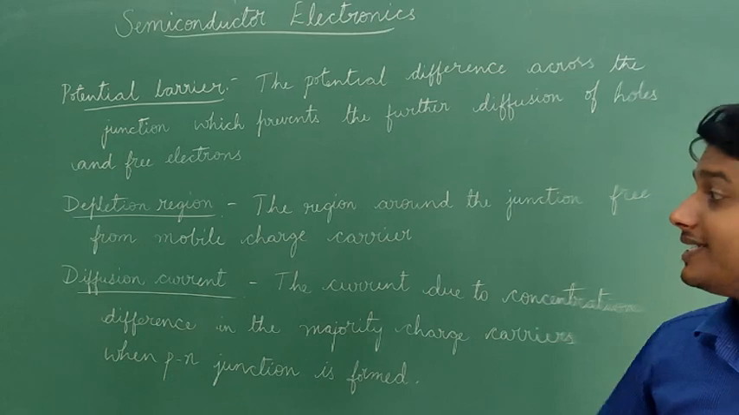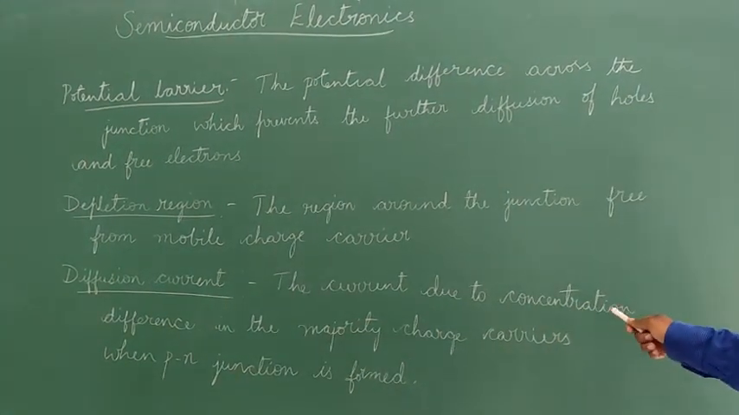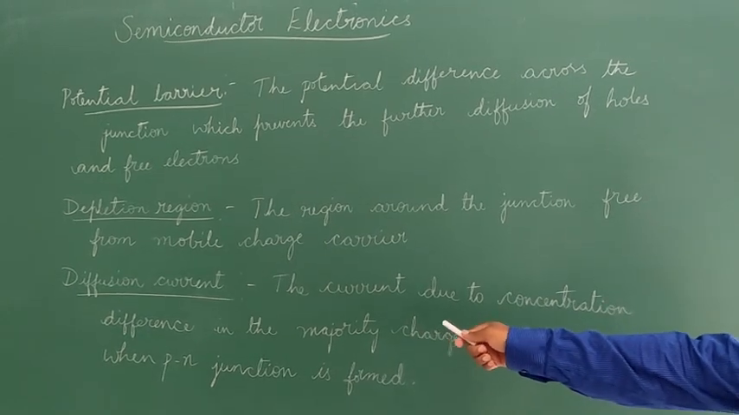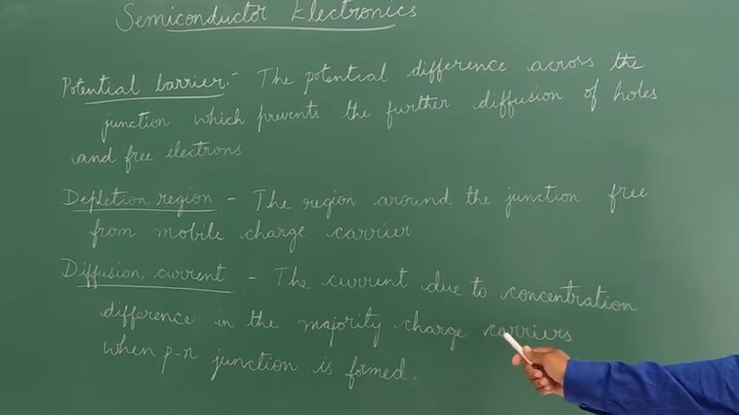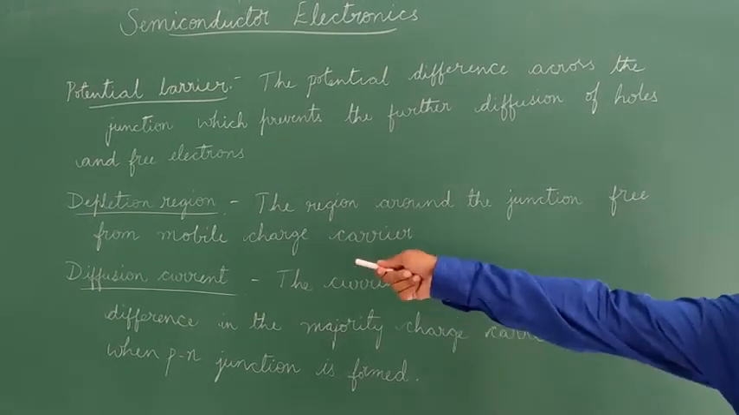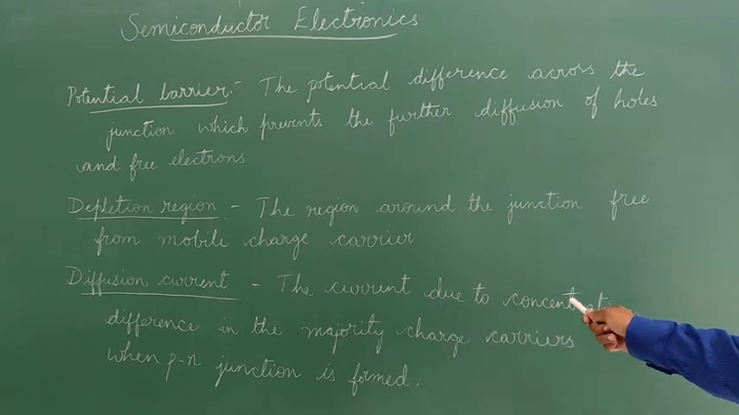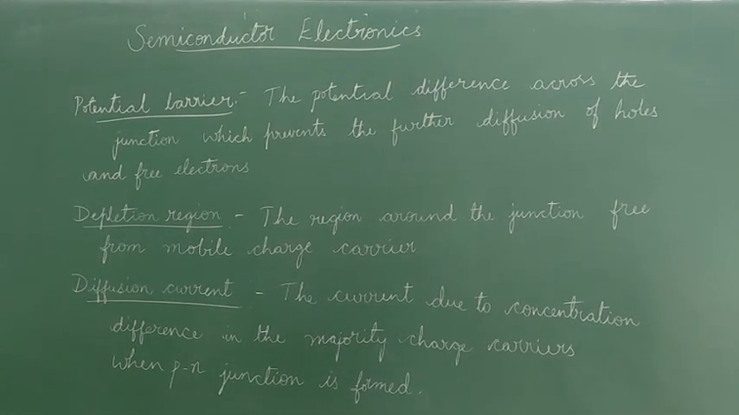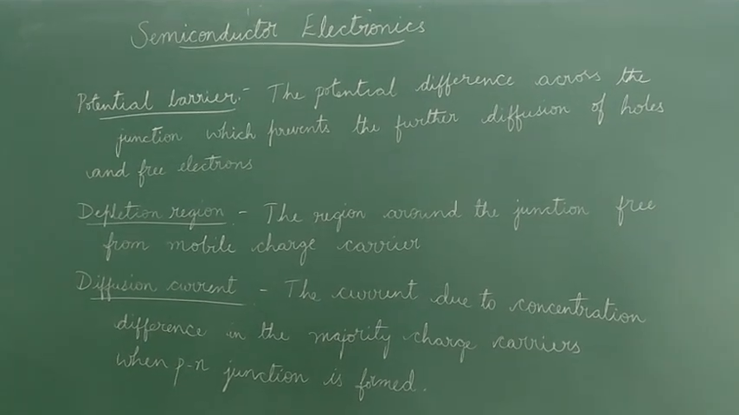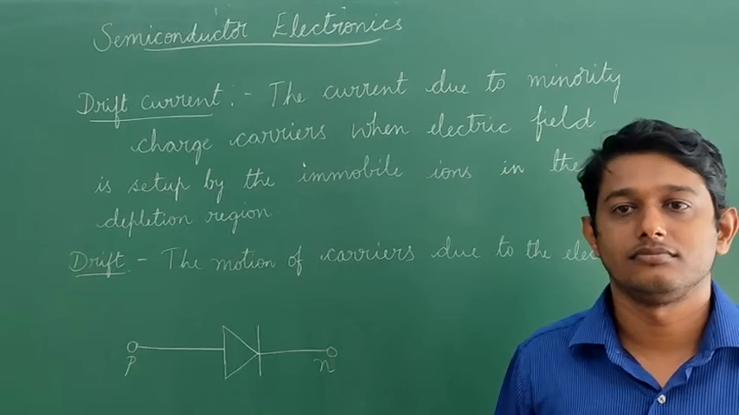The next one is diffusion current. The current due to concentration difference in the majority charge carriers when a PN junction is formed is called diffusion current.